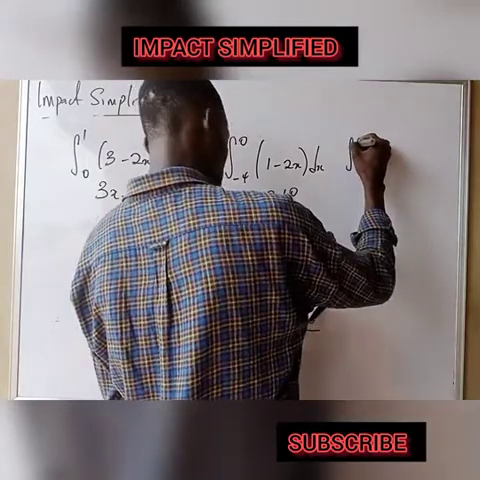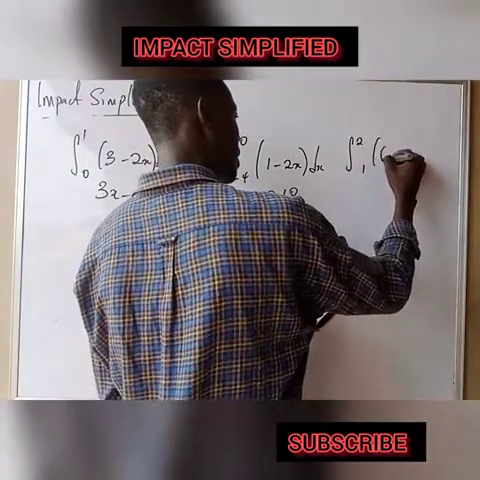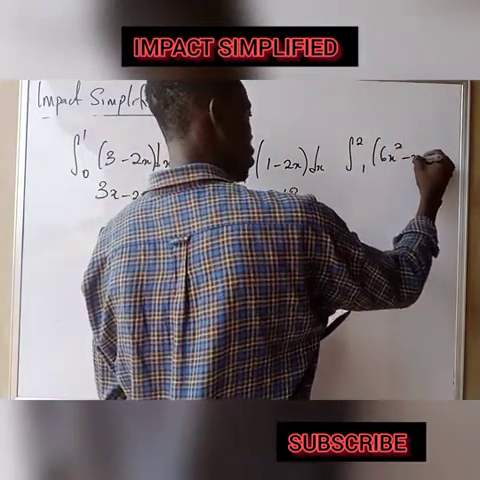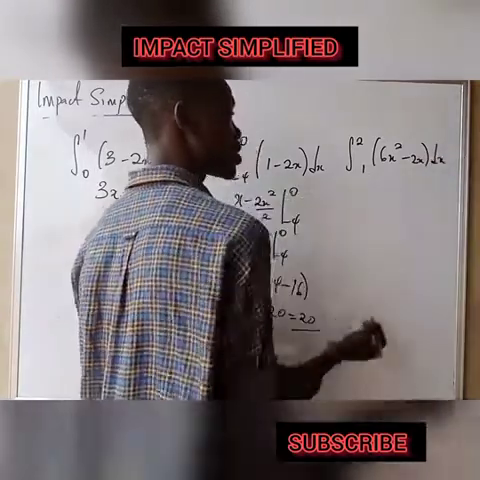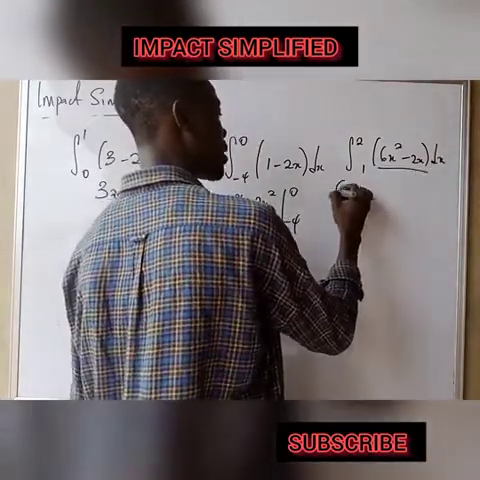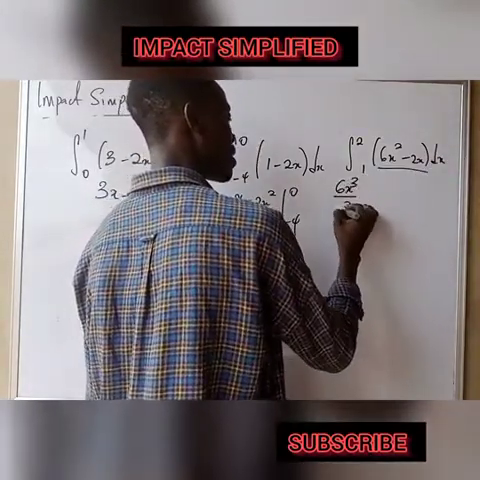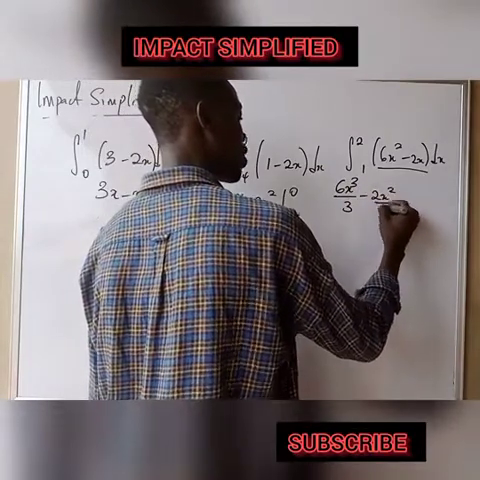Let us look at this question. They said we should integrate 6x squared minus 2x dx. So how can we solve? Integrate this function. That will give us 6x cubed over 3 minus 2x squared over 2.